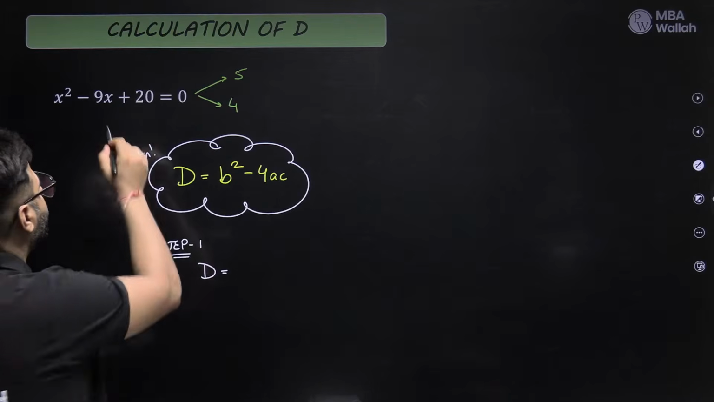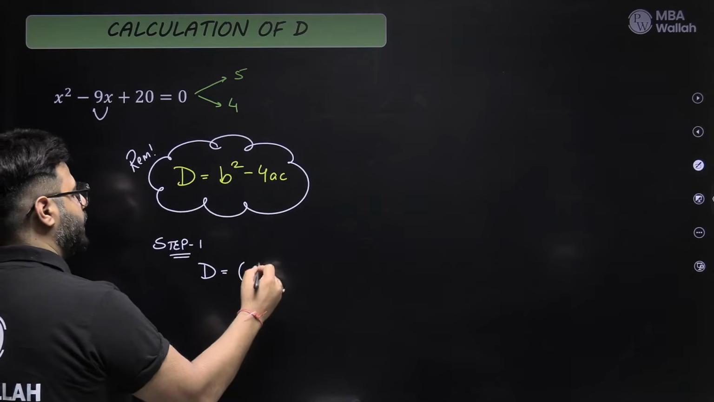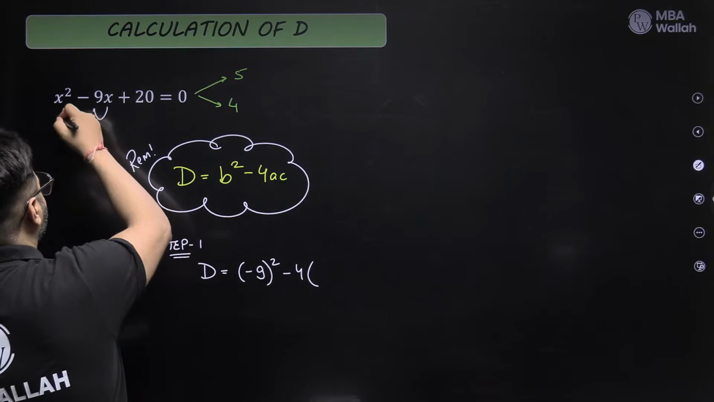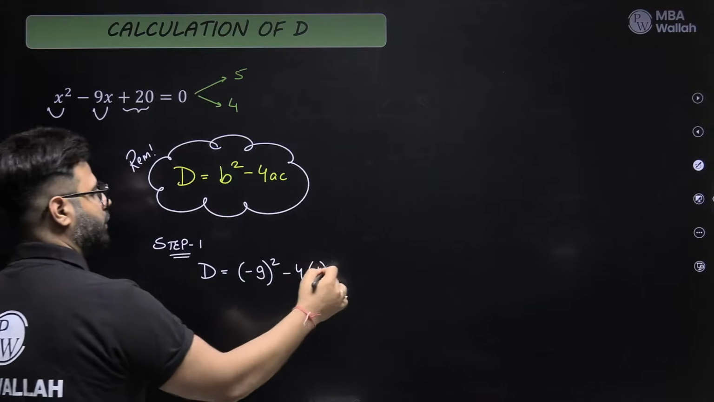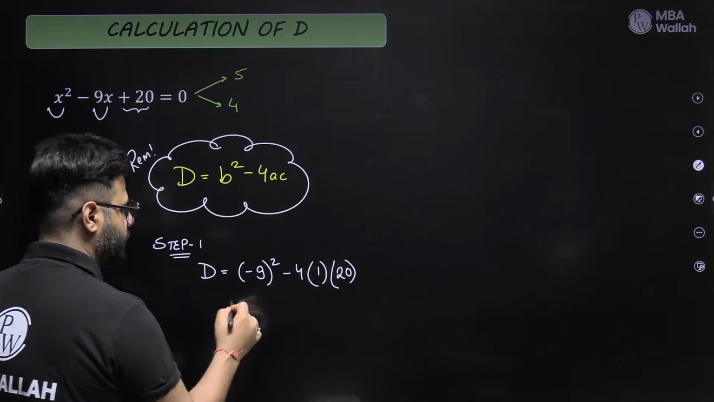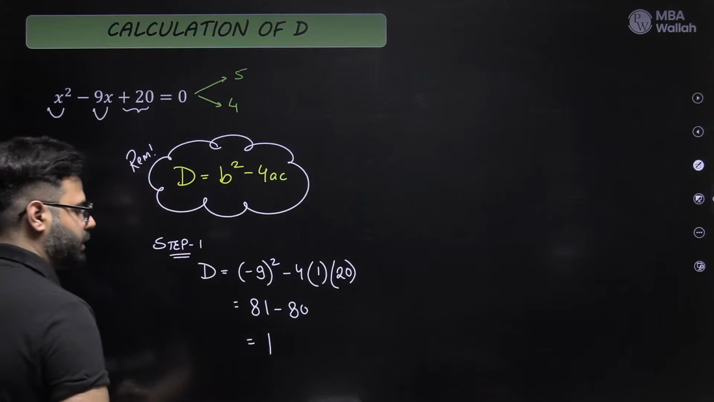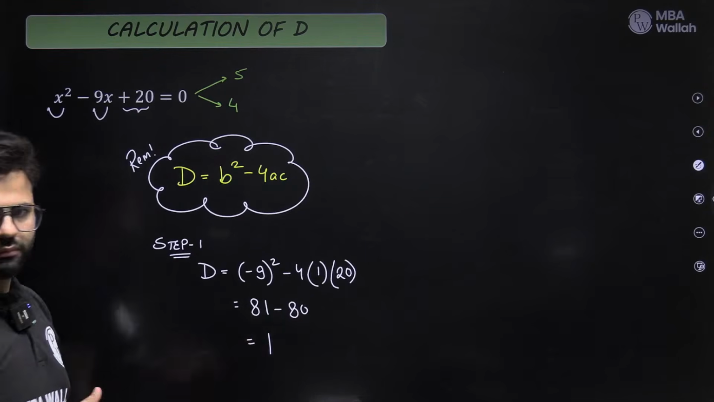The value of b is minus 9. So can I say minus 9 square, minus 4ac? What is a? Coefficient of x square, that is 1. What is c? The constant term which is free of x. So can I say 81 minus 80, or 1? Yes or no? So is everybody comfortable in finding out D?